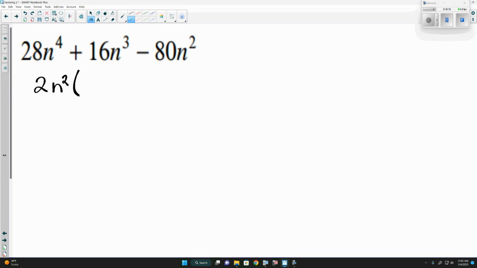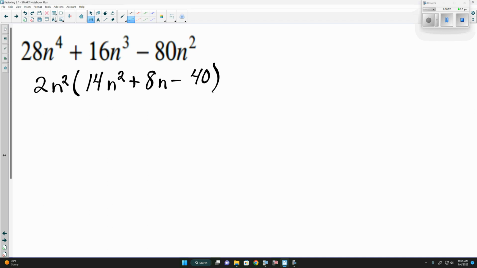Now if we factor 2, or divide 2 out of 28, we get 14. n to the fourth divided by n squared, we take 2 away, we have n squared. Plus 16 divided by 2 is 8n, because if we have n to the third and take 2 away, we only have 1 left. Minus 80 divided by 2 is 40, and n squared divided by n squared simplifies out to 1. 40 times 1 is just 40, yes? So we could see 2 pretty easily, yes, with the first starting one.